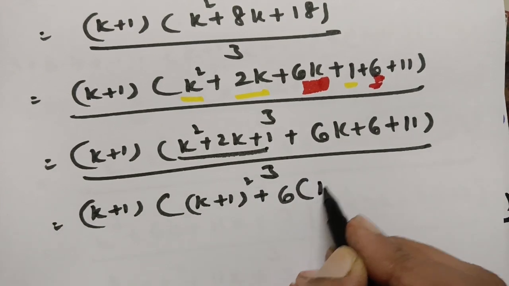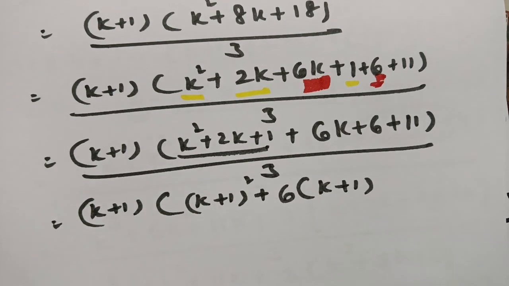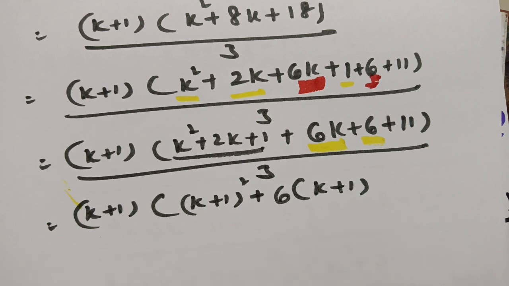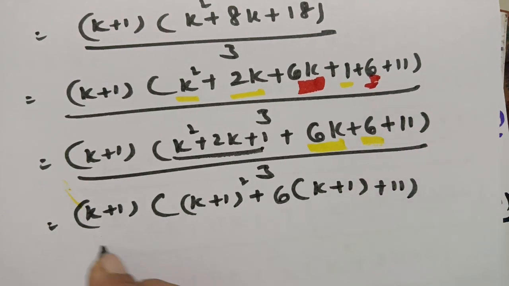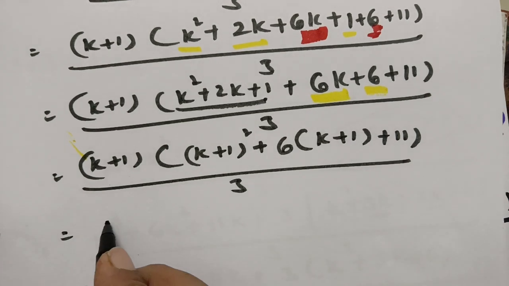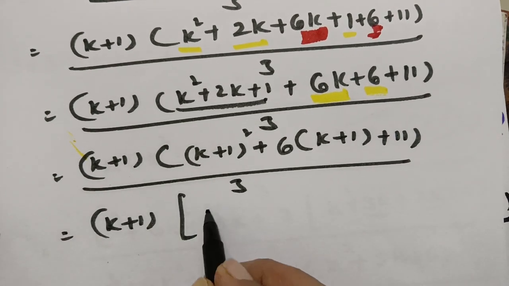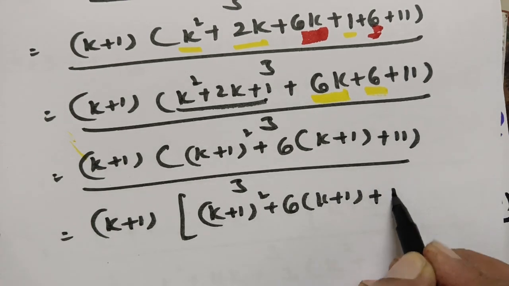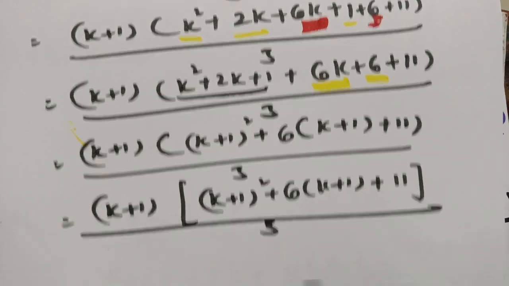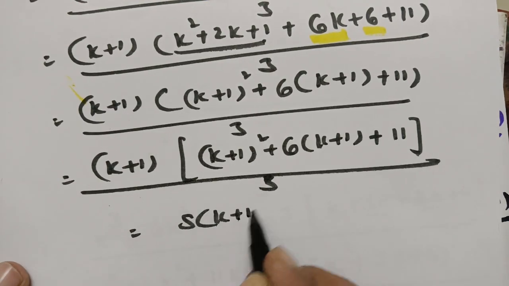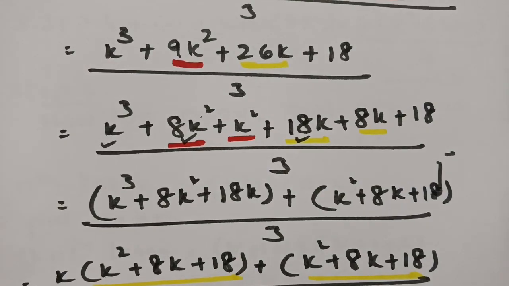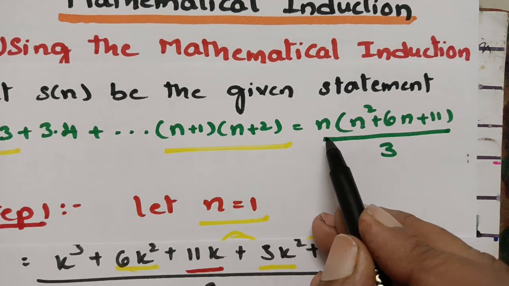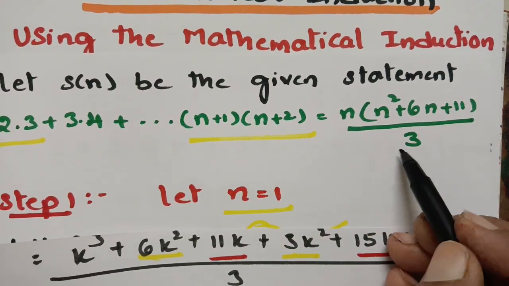If I take 6 common, this will be k plus 1. So if I take 6 common from these two, this will be 6 times, and this value is plus 11 by 3. And therefore this can be written as k plus 1 times of k plus 1 whole square plus 6 times of k plus 1 plus 11 by 3. Now this is nothing but s of k plus 1. I'll show you how. So what is our nth term here? Our RHS value is nothing but n into n square plus 6n plus 11 by 3.